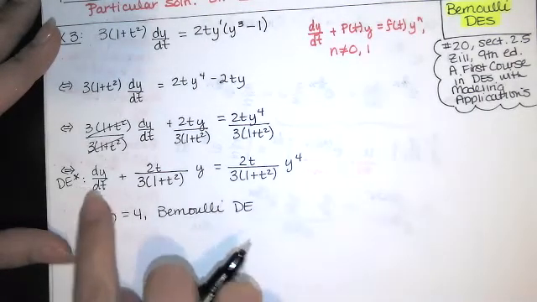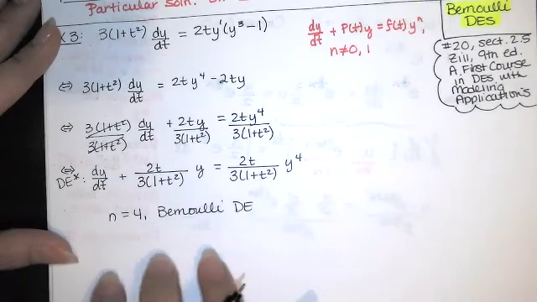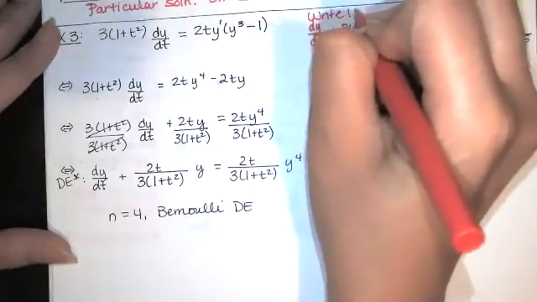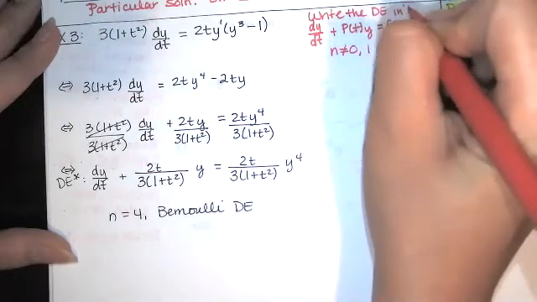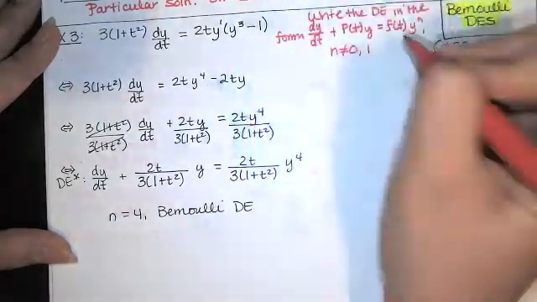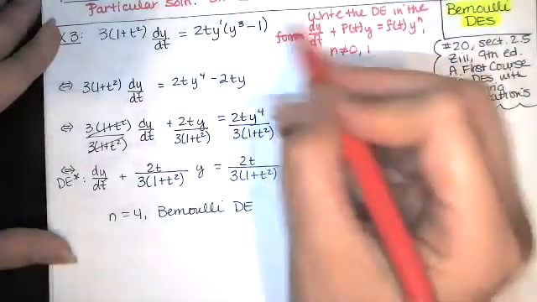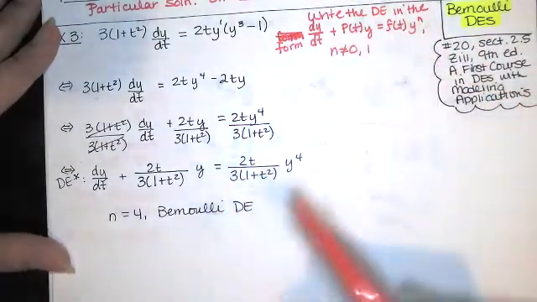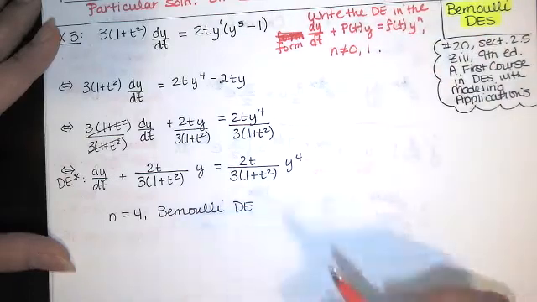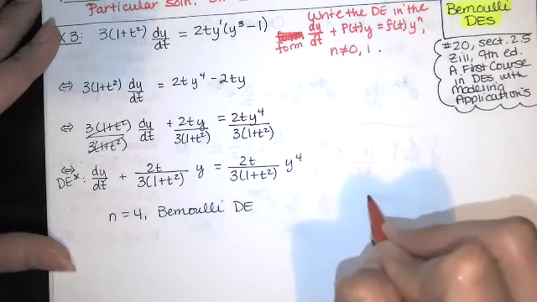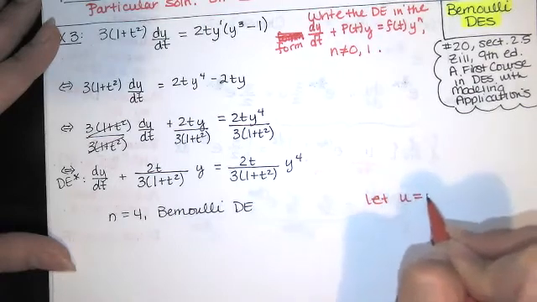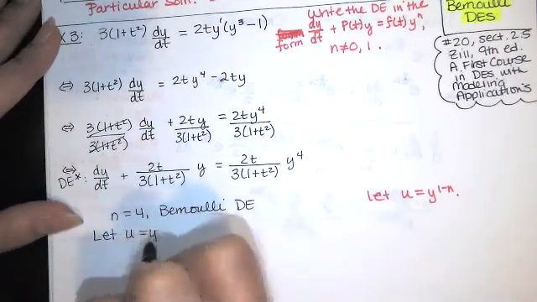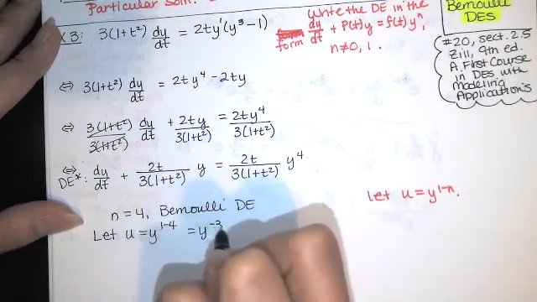And now I want to come up with the appropriate substitution. So after you write the differential equation in standard form, we identify n, and then we make the appropriate substitution. You're going to let u equal y to the 1 minus n. So we're going to let u equal y to the 1 minus 4. That's y to the negative 3.